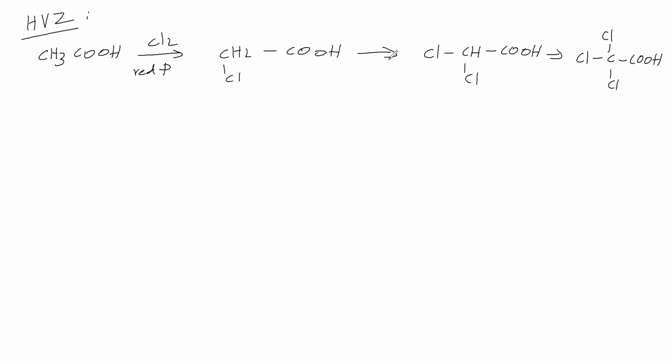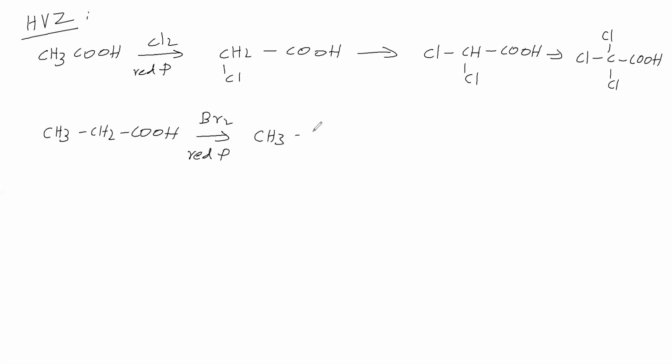Okay. So instead of chlorine, we can take even bromine also. If we take bromine, Br will come in its place. Alpha hydrogen will be involved in the chemical reaction. HVZ reaction means alpha hydrogen will be involved but not other hydrogens. Suppose we are giving bromine and red phosphorus. So what will happen is alpha hydrogen will be replaced by bromine but not other hydrogens.